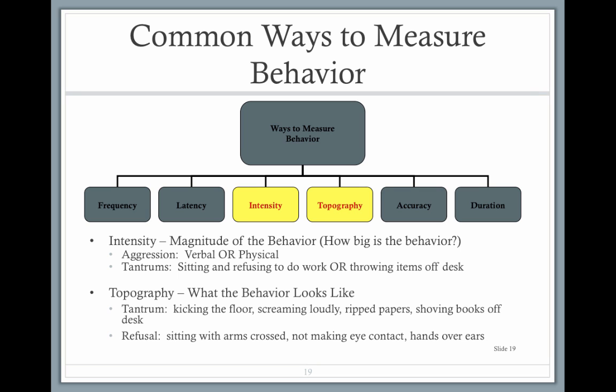The fourth way to measure behavior is topography. Topography is a fancy word for describing what the behavior looks like. We use an operational definition, as discussed earlier, and use clear, concise, and objective terms to describe the behavior. As an example, a tantrum may be described as a student kicking the floor, screaming loudly, and ripping papers up. Refusal may be described as sitting with arms crossed, not making eye contact, and having their head down on a desk.